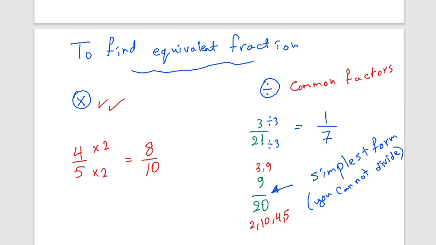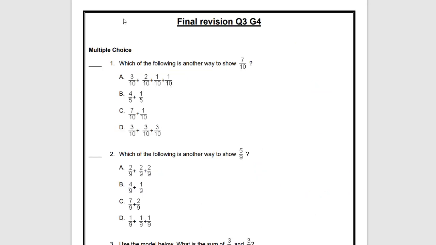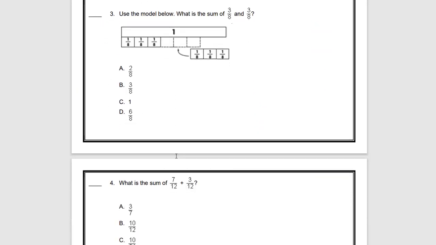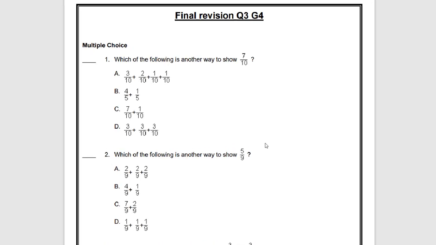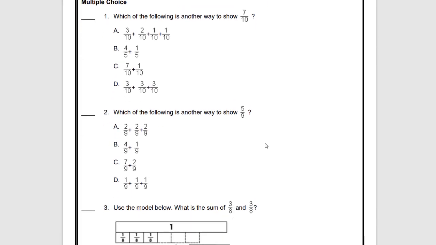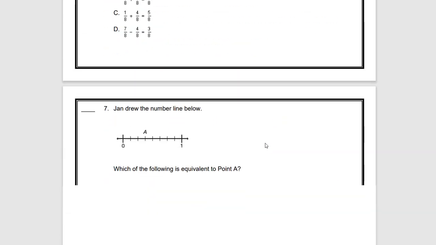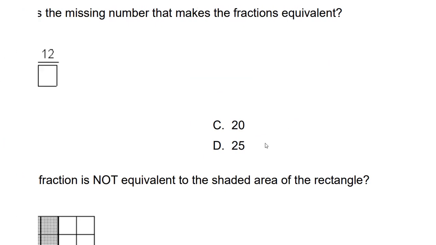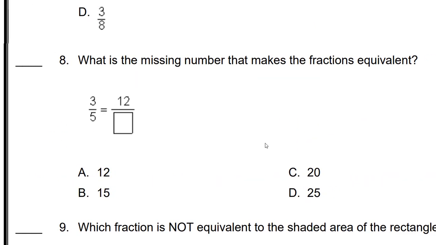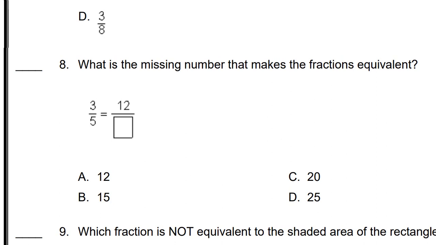So let's see questions about equivalent fractions. In the revision sheet, we are using the same one, my heroes, and I will send the solution of this revision sheet to you on WhatsApp. Okay, so I will go down here, and as you can see, we have this question: what is the missing number? Of course, we multiplied here by 4 to get 12. You should multiply by the same number to get the missing number, and 5 times 4 equals 20.